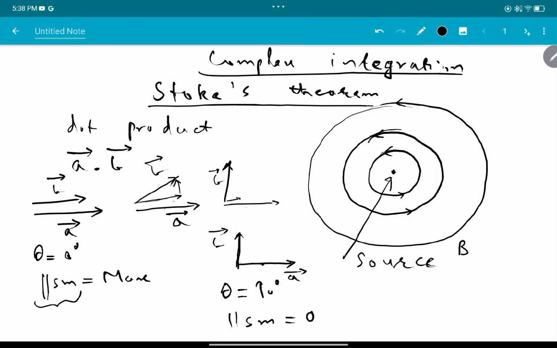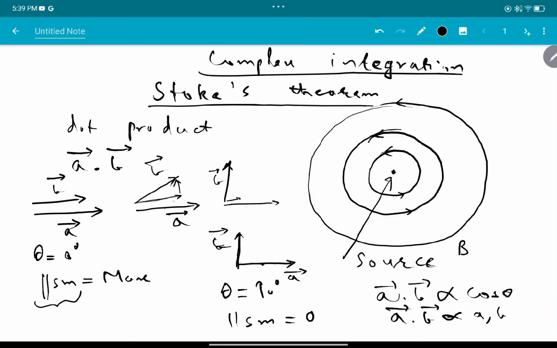Cos 0 degree is maximum, cos 90 degree is 0, and any other value of cos theta varies in the same way as this dot product. So we say that this dot product between two vectors, A dot B, is directly proportional to cos theta, and then dot product is also directly proportional to magnitudes of A and B.